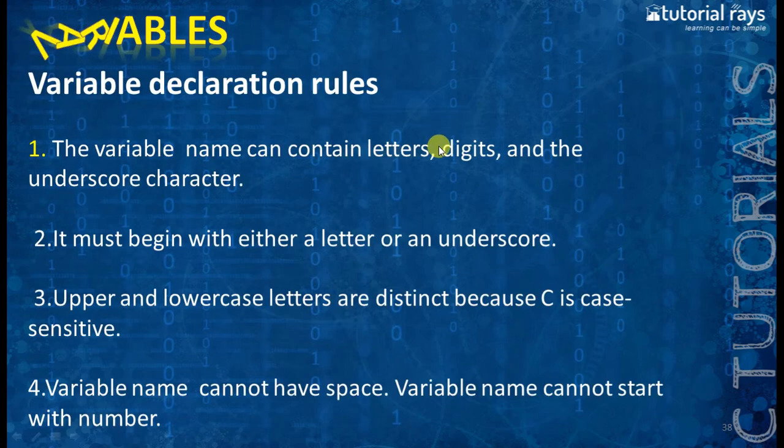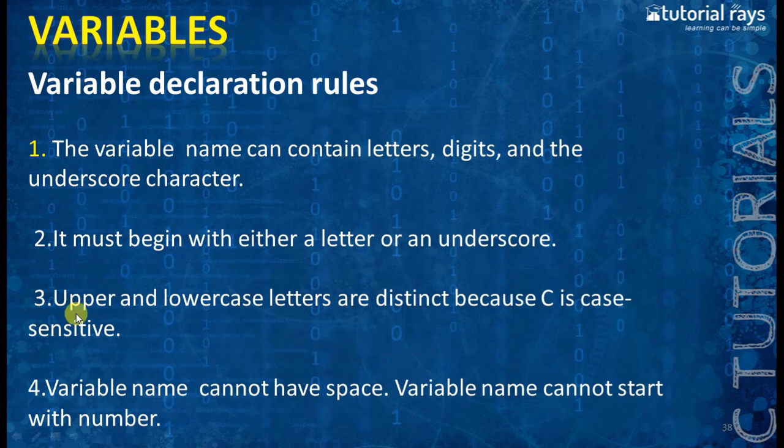Now let's see the variable declaration rules. The variable name can contain letters, digits, and the underscore character. Second, it must begin with either a letter or an underscore. It cannot start with a digit. Upper and lower case letters are distinct because C is case sensitive. For example, int A is not the same as int a, these two are different.